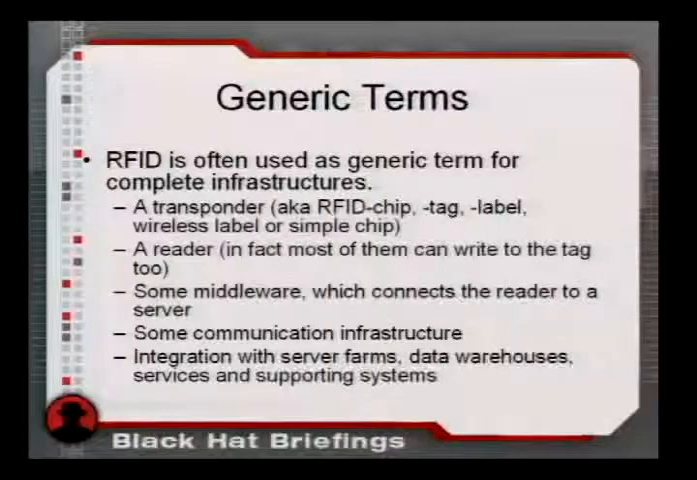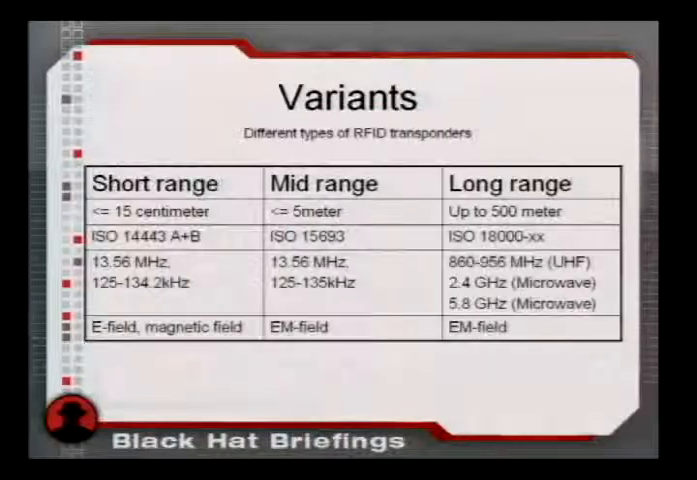So we have a lot of generic terms when we are looking at RFID. Often RFID is used as a generic term for the complete infrastructure. This infrastructure depends on different parts. We have a transponder, also known as RFID chip, tag, label, wireless label, or simply RFID chip. A reader, which in most cases also allows you to write to the tags. We have some middleware. Normally, the middleware connects the reader to the server. We have communication infrastructure and integration with server farms, data warehouses, services, and supporting systems.